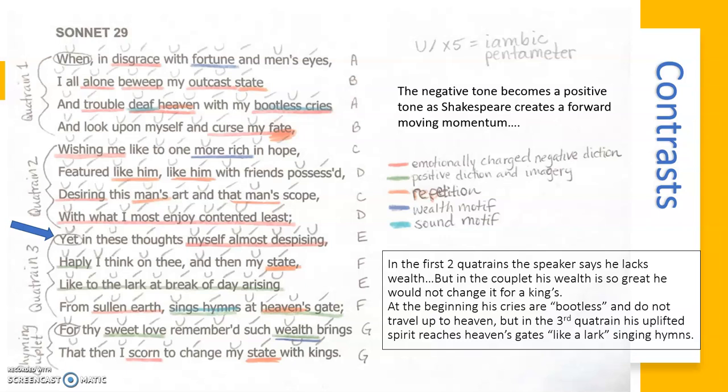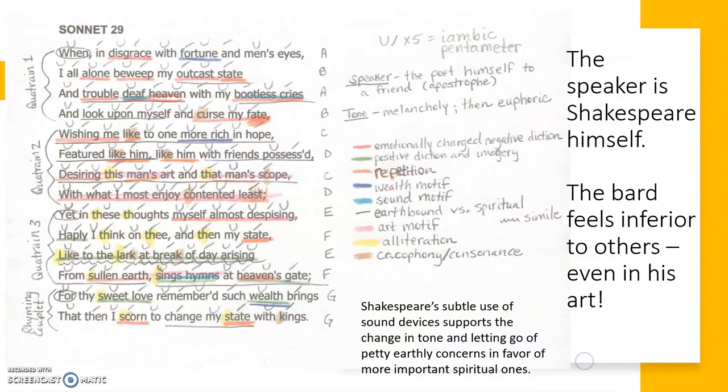So I also marked the wealth motif because it's clear that Shakespeare's talking about different kinds of wealth and riches. By the end of the poem, the wealth comes from spiritual connections with other people. There's a bit of a sound motif, which also kind of parallels that raising of the spirit of the speaker. At the beginning, his cries are bootless and heaven is deaf. But by the end, his state, his soul, his spirit is like to the lark at break of day arising and singing hymns that are rising up towards heaven's gate. So we have this upward lifting idea in the poem, which is really, really beautiful.